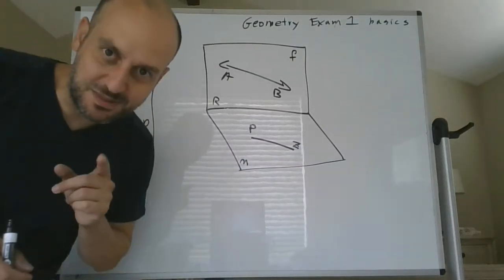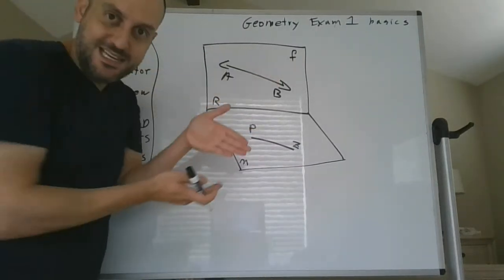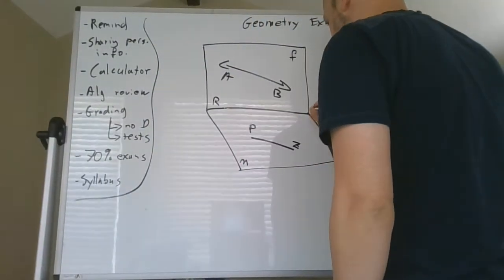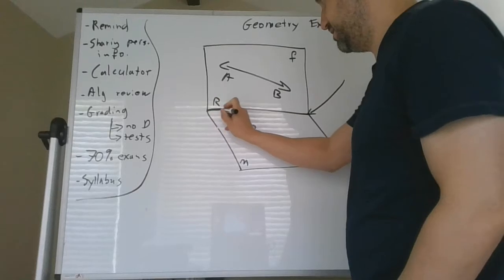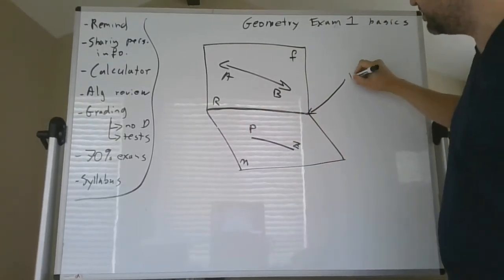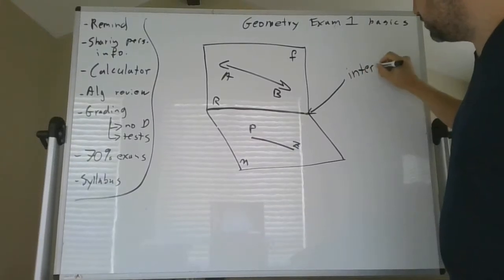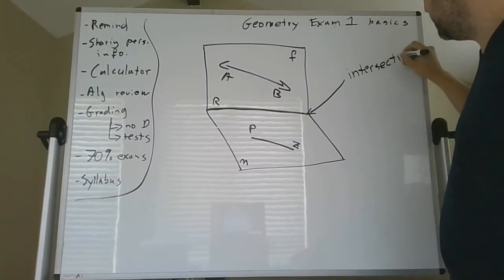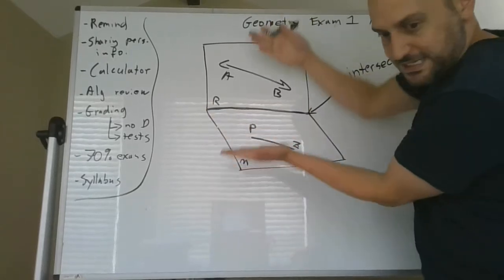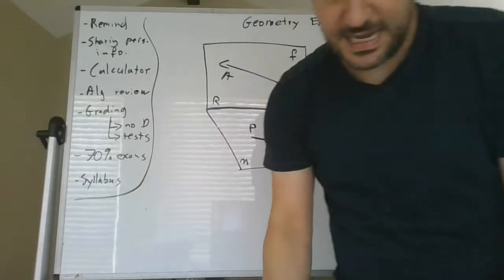Now, I want you guys to notice something interesting. You see this plane and that plane? They touch each other. In geometry, where do they touch each other? They touch each other right there. In geometry, when two things interact, when they touch each other, that's called intersect. They're intersecting in this case. They're intersecting right there.